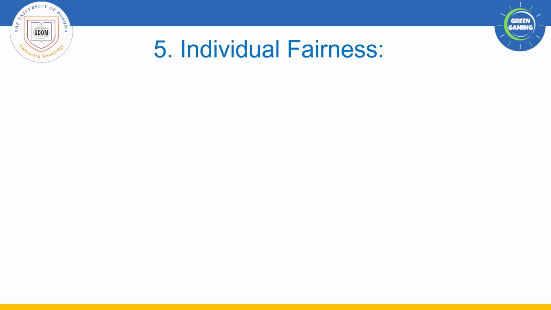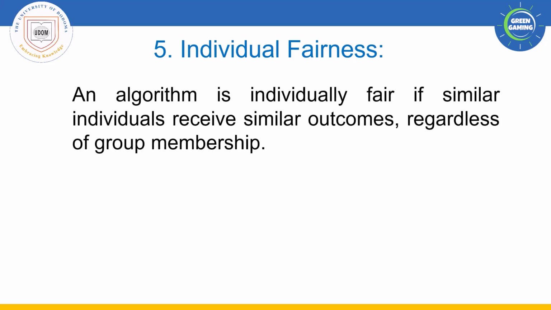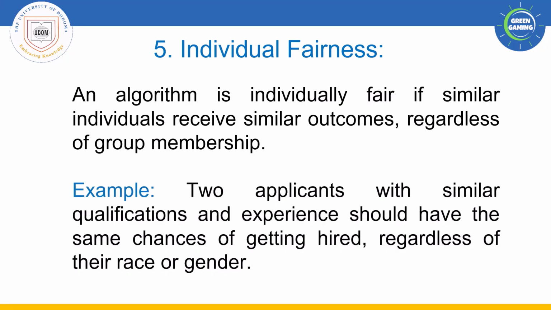Also, we have individual fairness, right? This simply means that similar individuals should receive similar treatment regardless of group membership. So individual fairness is that similar individuals receive similar outcomes regardless of group membership. For instance, two applicants with similar qualifications and experience should have the same chance of getting hired regardless of their race or gender. So those are the different kinds of approaches or types of fairness that we have, right?